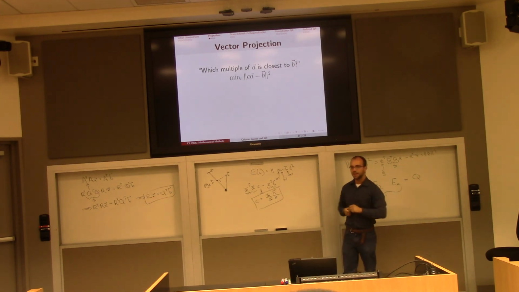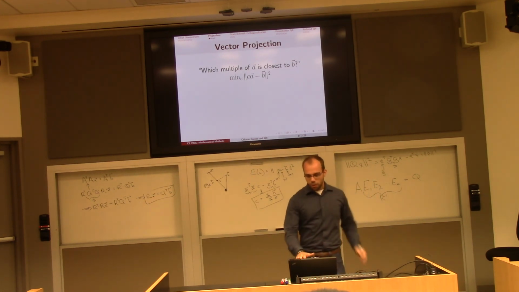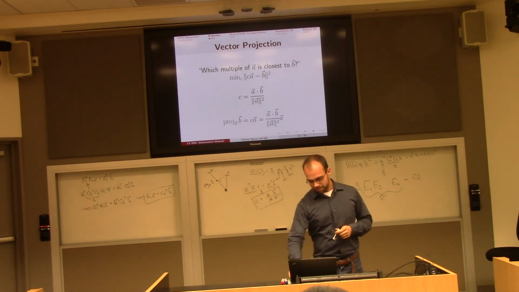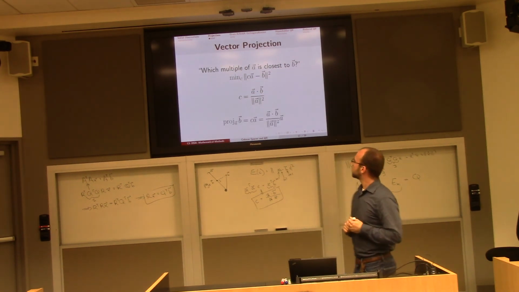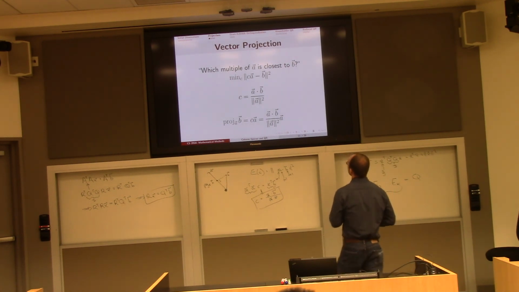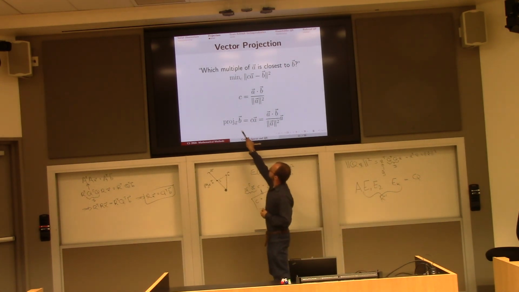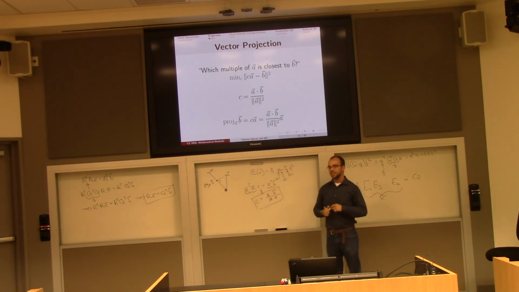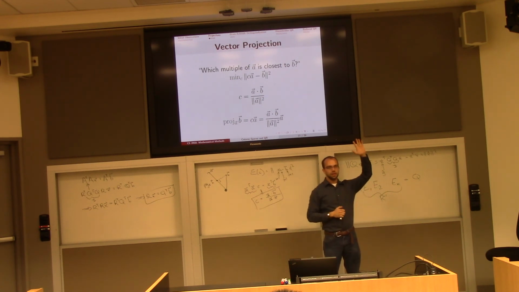All right, so what does this tell us? Here's our expression for C, and if we plug that back into our formula for projection, remember, this is our projection onto A of B, it's just C times A. Now we get this expression here, which is probably very familiar to you. How many of you have seen this before?